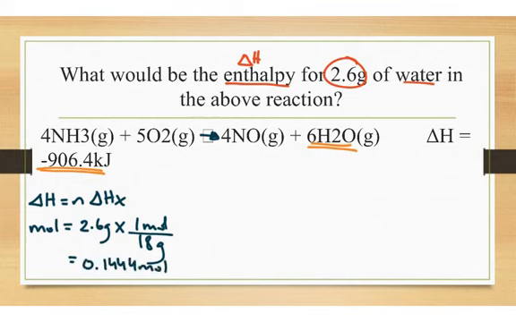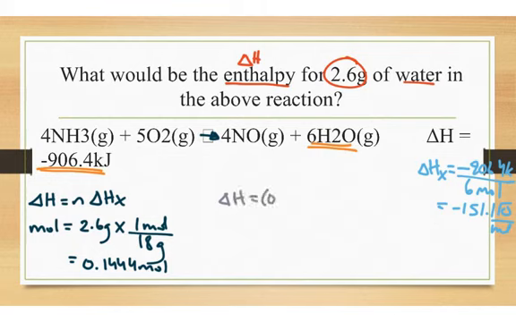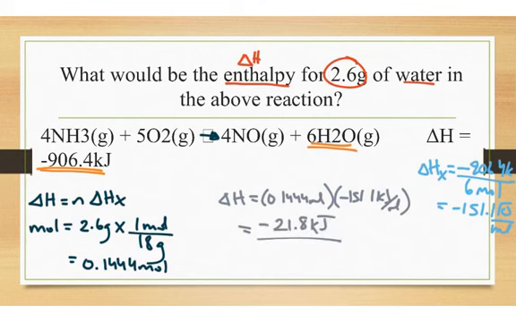About 0.1444 moles there. And then my delta HX, remember, I'm going to be doing a little side action here for my delta HX. My delta HX is going to be my delta H, negative 906.4 kilojoules divided by 6 moles, again from the balanced equation, negative 151.1 kilojoules per mole. And then let's put it all together. So delta H then equals my moles times my delta HX. My moles will cancel with negative 21.8 kilojoules.